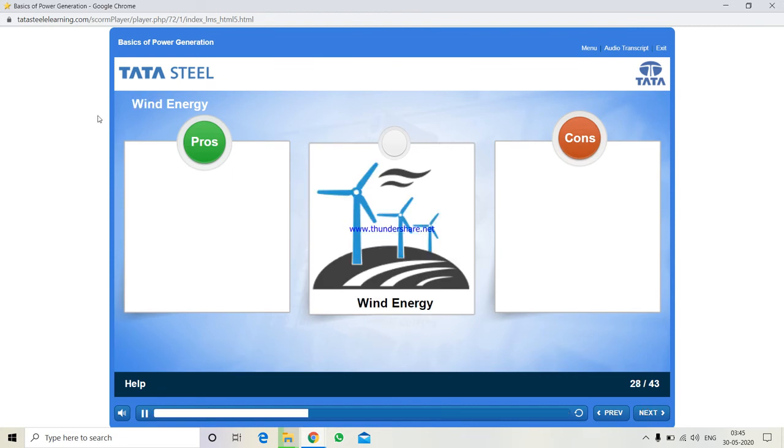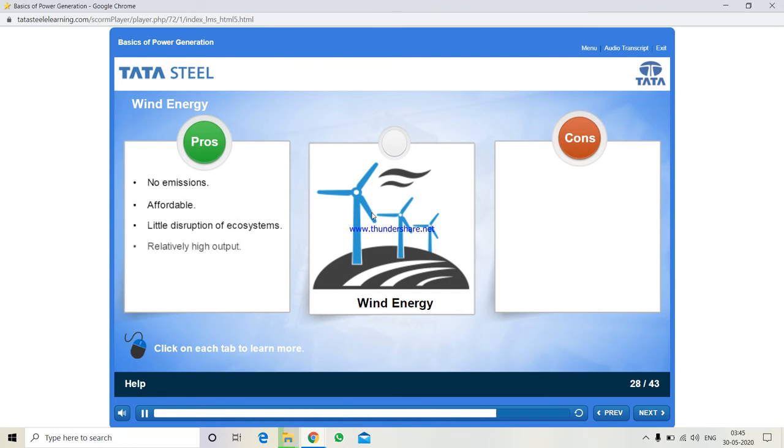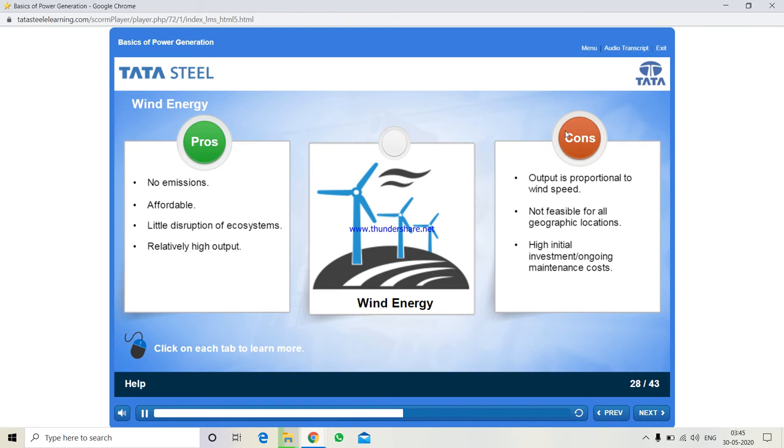These are the pros and cons of wind energy. No emissions, affordable, little disruption of ecosystems, relatively high output. Output is proportional to wind speed, not feasible for all geographic locations. High initial investment and ongoing maintenance costs, extensive land use.